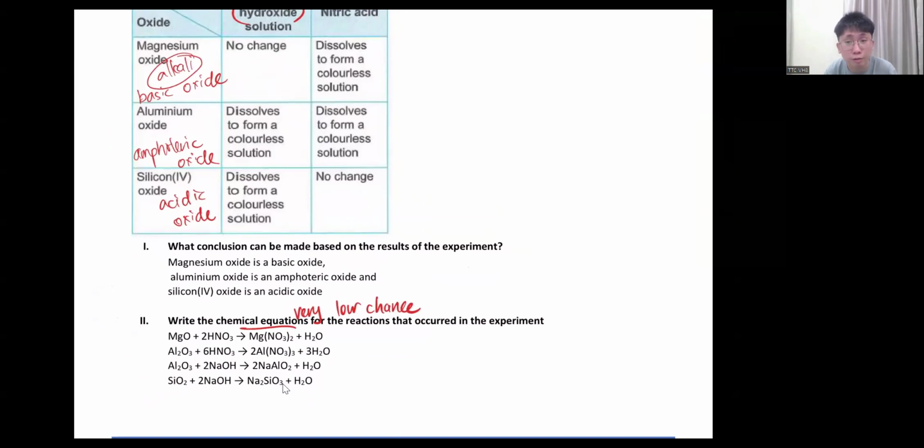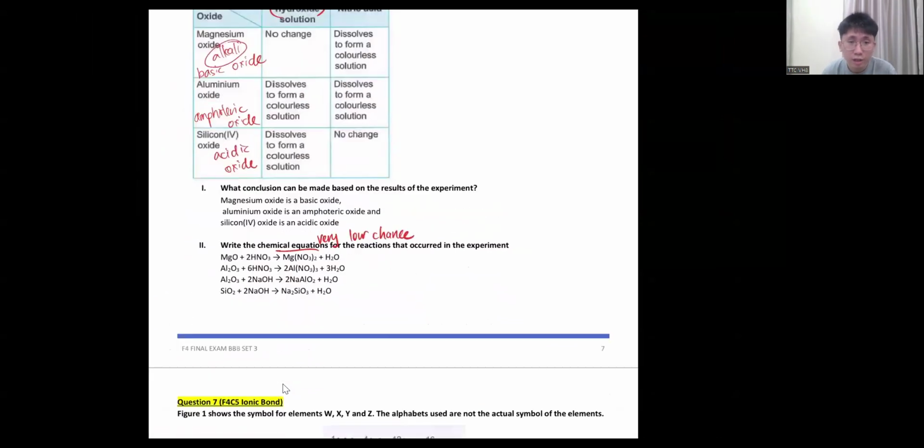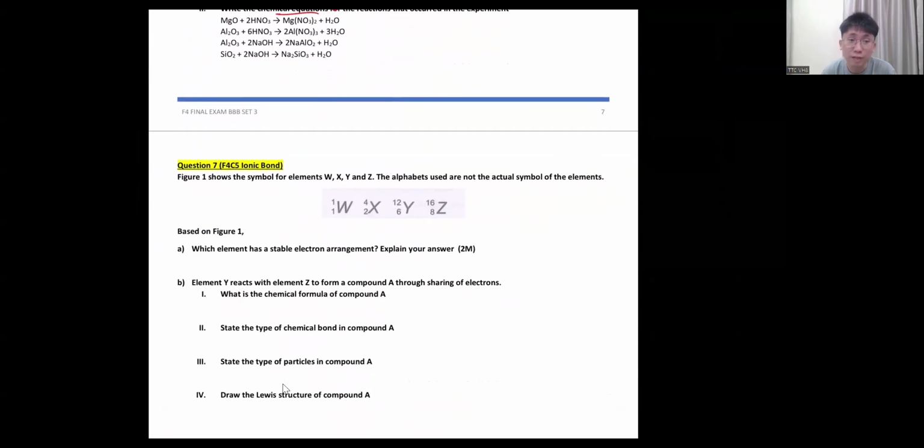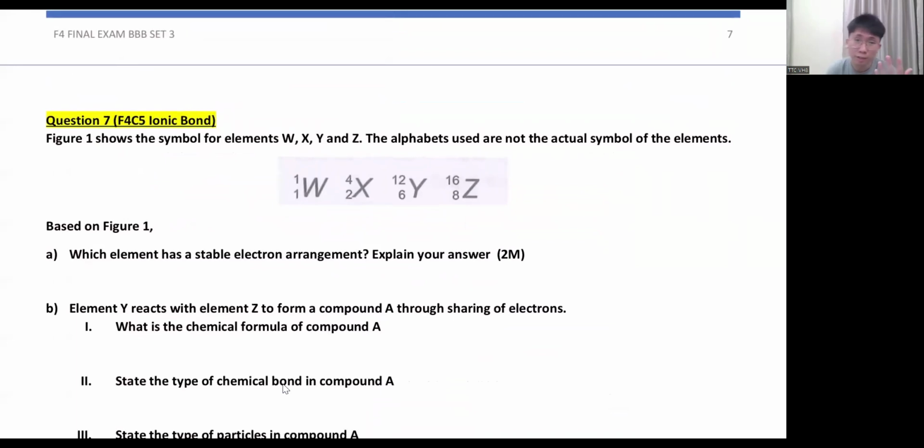So all this is the term that you have to know by yourself. Okay, so after all this, then we can go for chapter 5. So chapter 5, guys, how many bonds we have? Chapter 5 has ionic bond, covalent bond, hydrogen bond, dative bond, metallic bond. Okay, so in total at least 5 bonds.